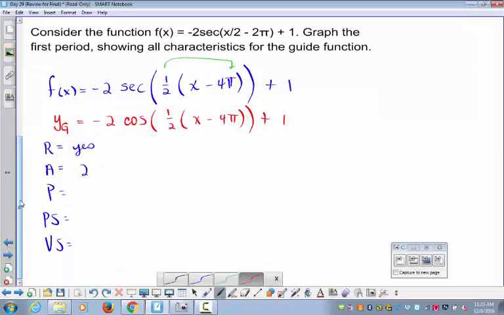Cosecant and secant have no amplitude because they go up and down forever. They have those arches that go up and down forever. So secant itself has no amplitude, but cosine does have amplitude. We just need to be clear that that amplitude is for the guide function, not for secant. And then the period, what would the period be?